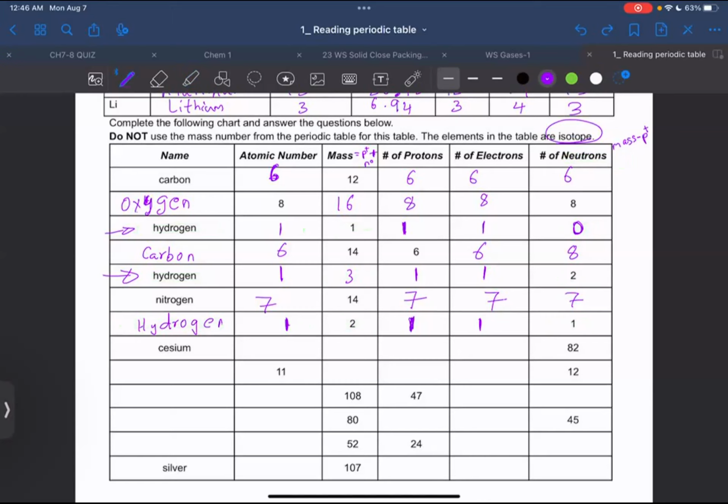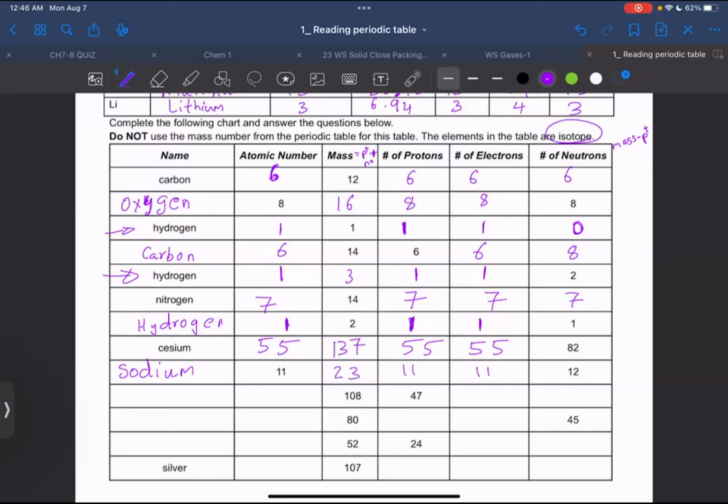Cesium. 55. Okay, so we need to do 55 plus 82. 137. Okay, 11. Sodium. Okay, 11. 11 plus 12, 23.